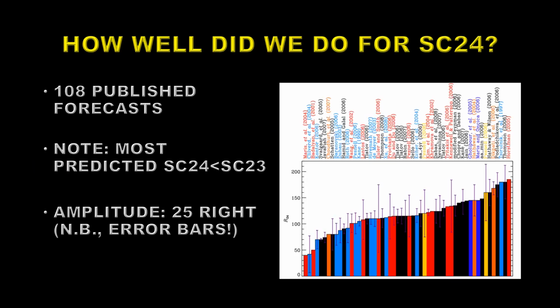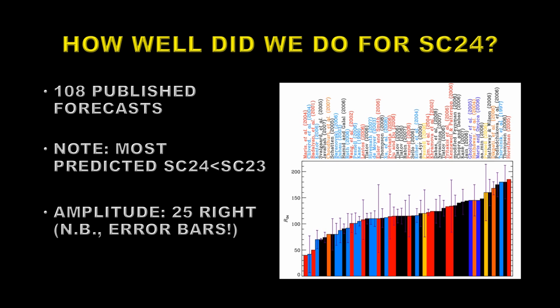So how well did we do predicting solar cycle 24? Well, there were 108 published papers forecasting the cycle, and this is just some of them. And there were at least twice as many presentations given, including a couple by myself. What we have here is the forecast maximum for the cycle by each one of these authors, and they're color coded for a reason. It shows the method they used.